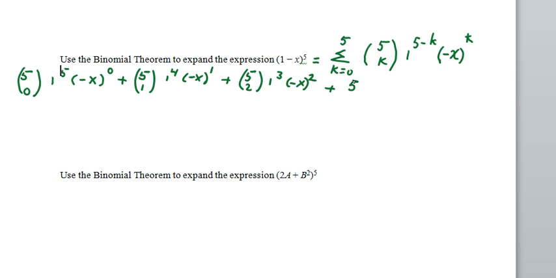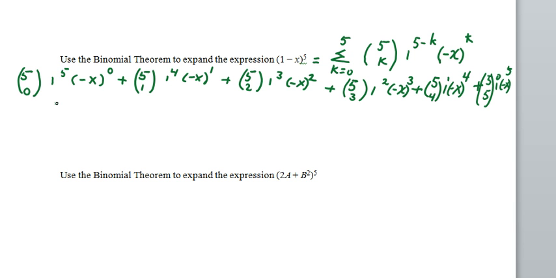Plus 5, and that's a mistake. We don't write the division bar, but we do say over. 5 over 3, 1 squared, the opposite of x cubed. 5 over 4 times 1 times the opposite of x to the fourth, plus 5 over 5, 1 to the 0, the opposite of x to the fifth.